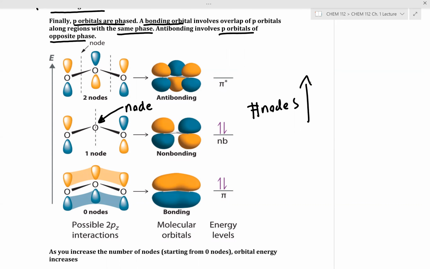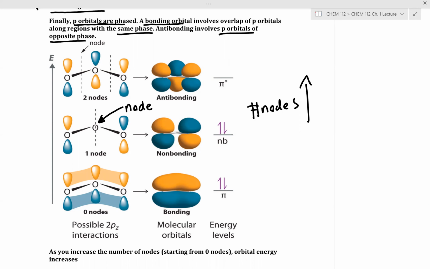So to get a little bit of sense of what's going on here, what do we mean by non-bonding? The best way to interpret non-bonding, what do we call non-bonding electrons? What's another word for non-bonding electrons? Lone pair, exactly right.